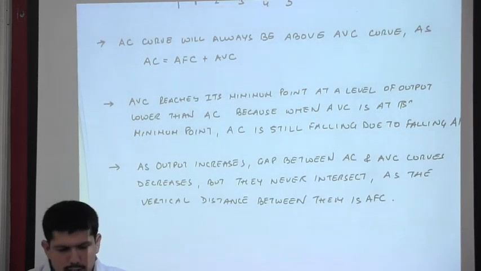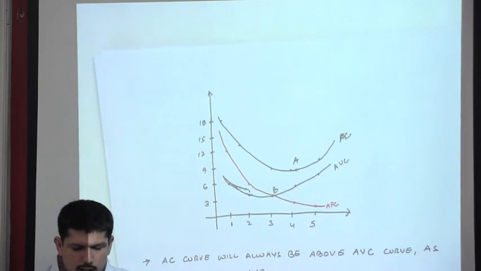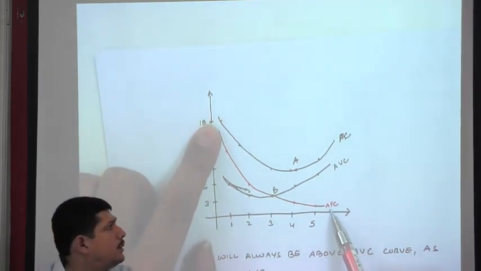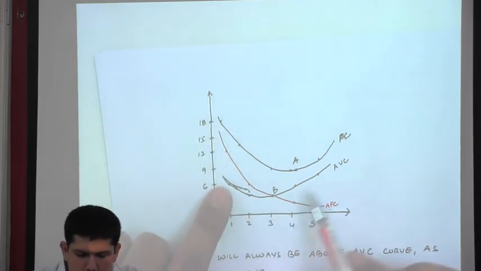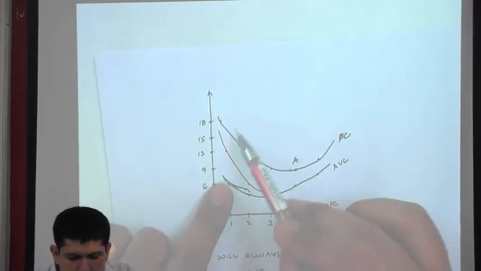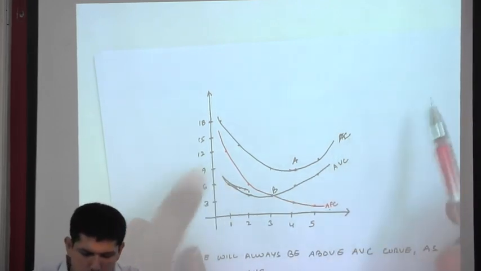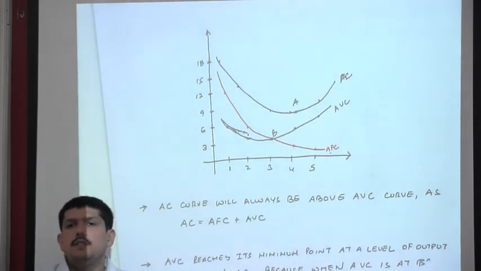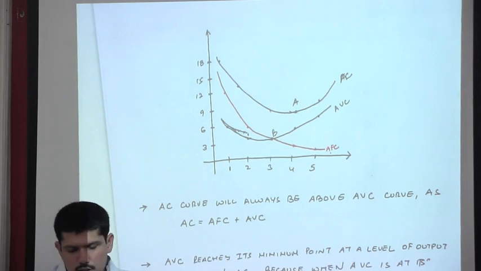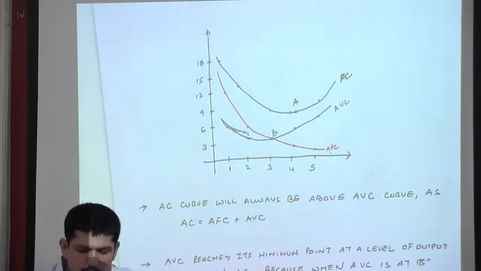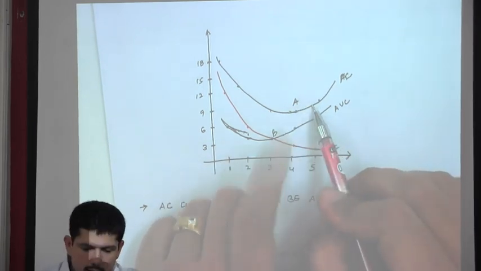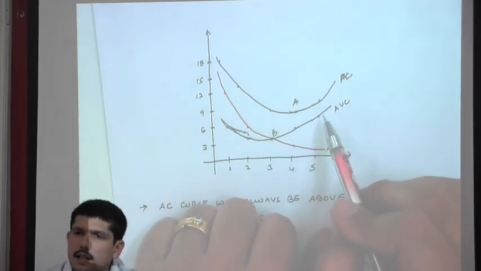If we plot all these three curves together, right? This is our average fixed cost curve, which is a rectangular hyperbola. This AVC is a U-shaped curve, and this AC is also a U-shaped curve. See, what we see is that the average cost curve will always be above AVC. Why? Because the difference is AFC. Average variable cost curve se hamesha average cost curve upar will be. Why? Because the distance between them is AFC.